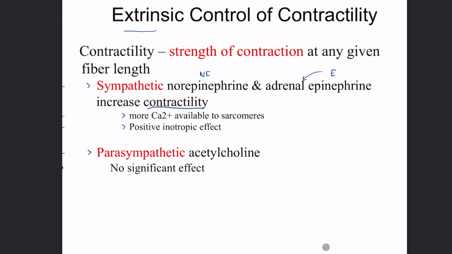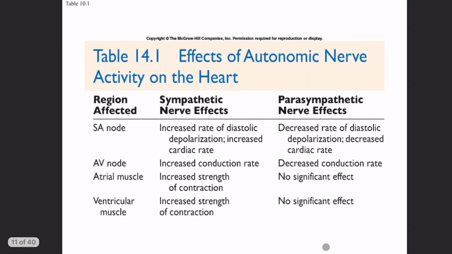The parasympathetic releases acetylcholine, and acetylcholine doesn't have a significant effect on contractility. So it actually does not increase or decrease the strength of contraction. So I want to remind you of this table that we spoke about before.